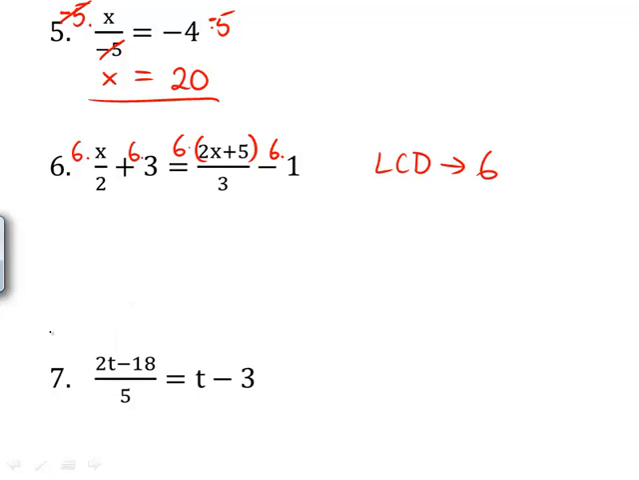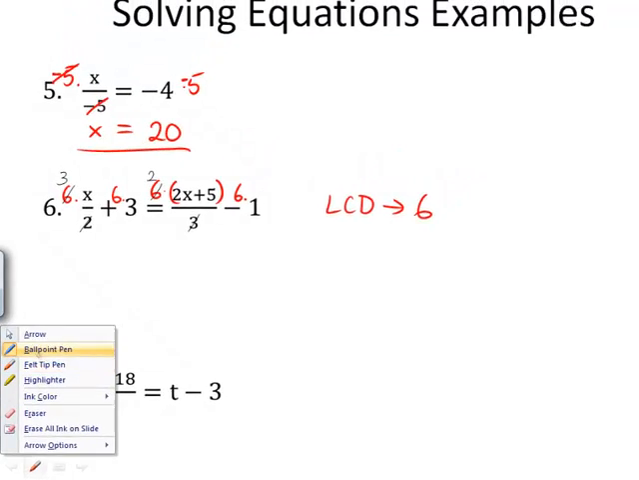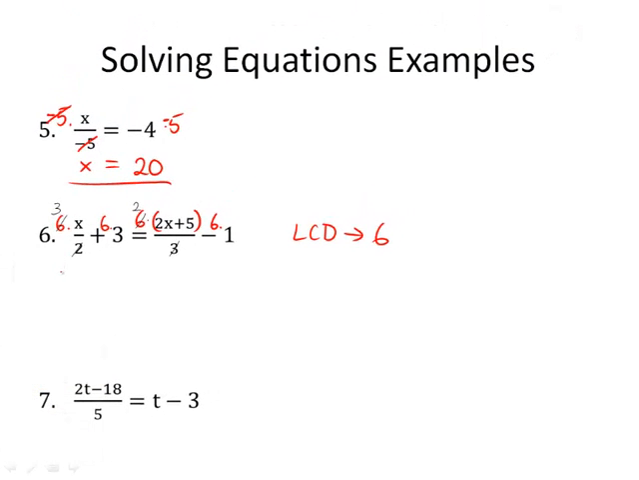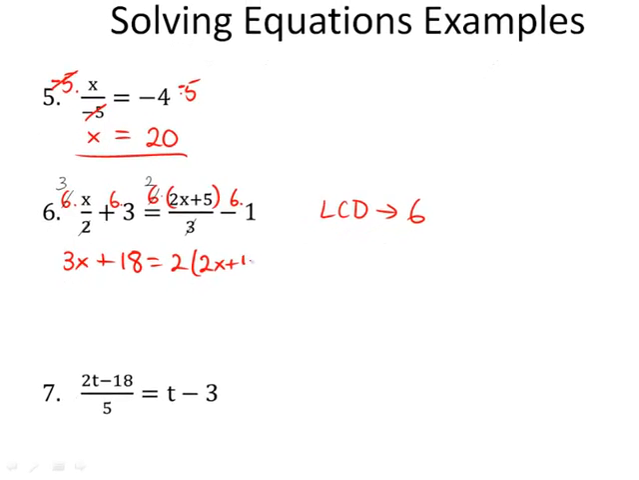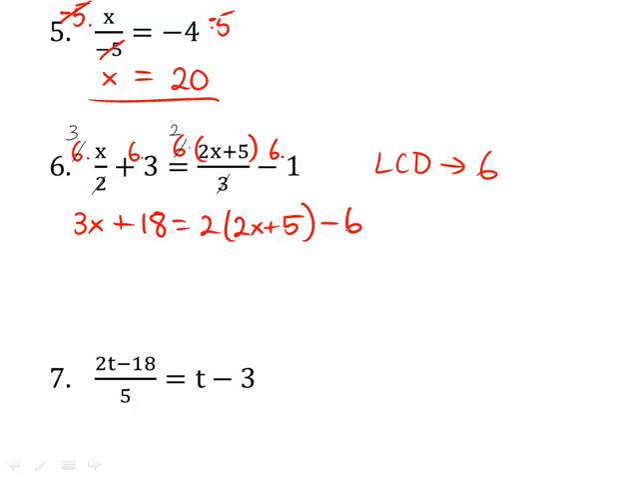Alright, so let's do some simplifications here. 6 over 2 becomes 3. 6 times 3 is fine. 6 over 3 becomes 2. And that's about it. So let's continue. So really, we have 3x plus 6 times 3 is 18 equals 2 times 2x plus 5 minus 6. So we've just rewritten it so that we have no fractions, we don't have to deal with them.